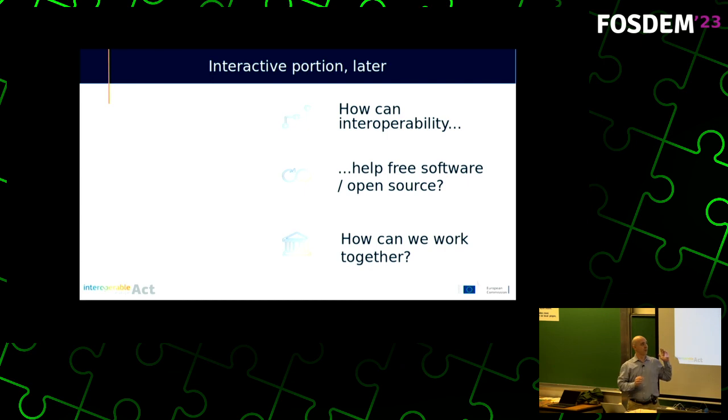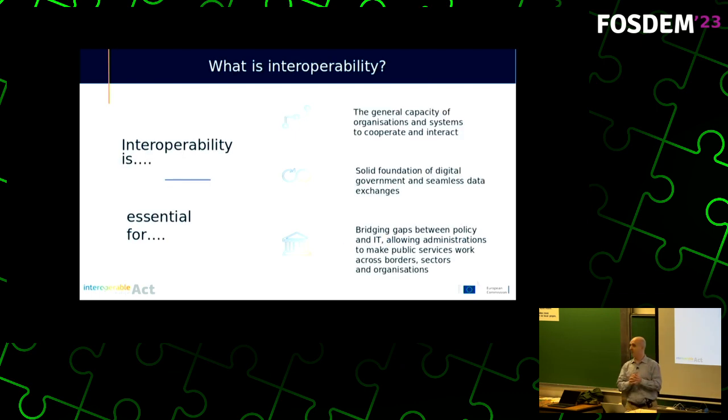And so what we're doing is I'm going to present the Interoperable Europe Act, and I'd like to discuss then how something like an Interoperable Europe Act can help the free software open source community, and then in what way can the community and the Commission and the various bodies that are created by this Act, how can they all collaborate to work together?